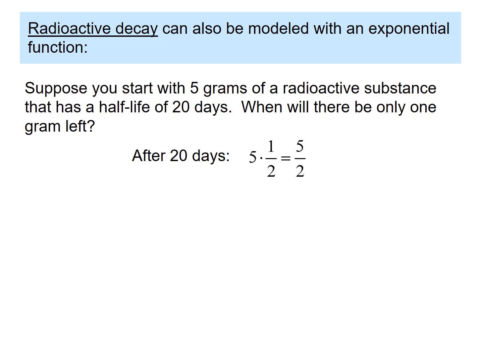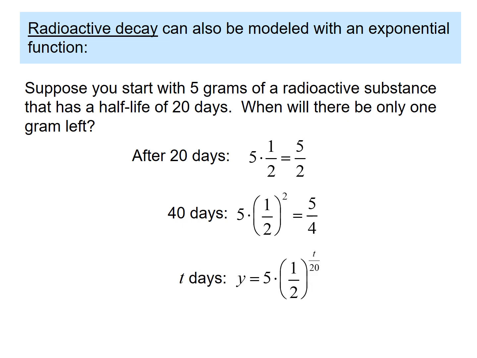So after 20 days, half of 5 is 5 halves, or 2.5. After 40 days, we have half of 5 halves. That's 5 fourths, 1.25. For t days, it's 5 times 1 half to the power of t over 20. Because look back at those previous equations. The first one, after 20 days, 5 times 1 half to the power of 1. 1 is 20 divided by 20. After 40 days, it's to the power of 2. That's 40 divided by 20. So take whatever number of days t divided by 20.